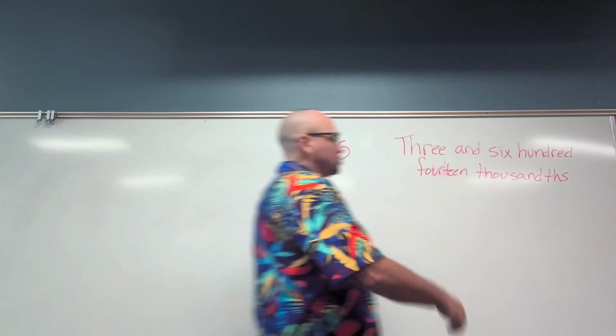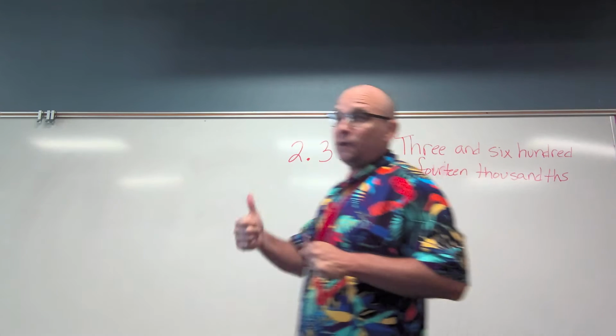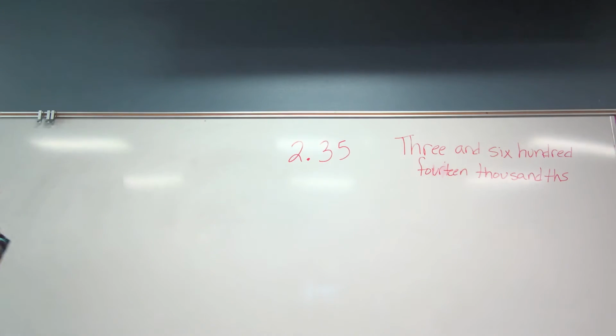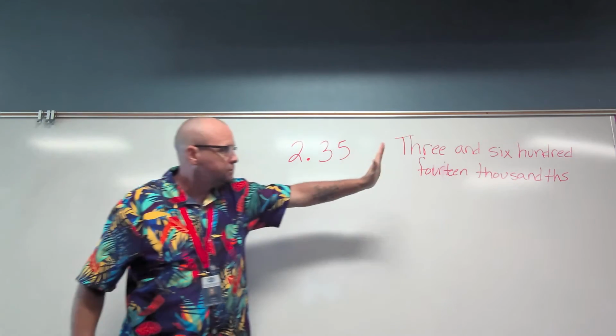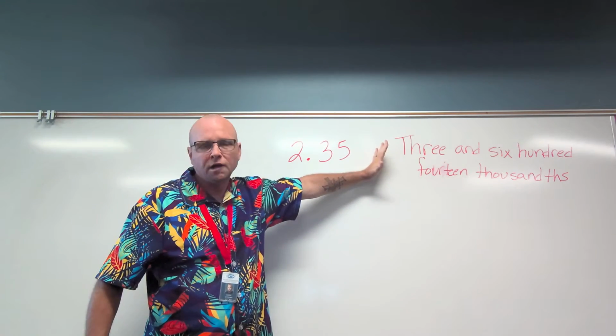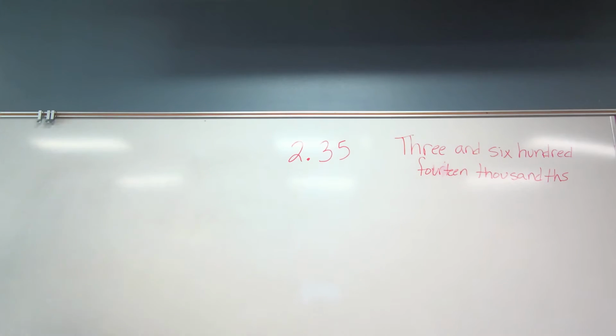Looking at this first one, the instructions that you were given were to write these numbers in standard form, which means just like a regular number, like this, in word form, which this would be in word form, different number obviously, and then expanded form, which we'll do in just a minute.